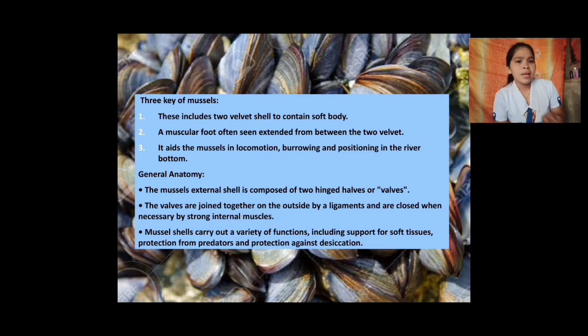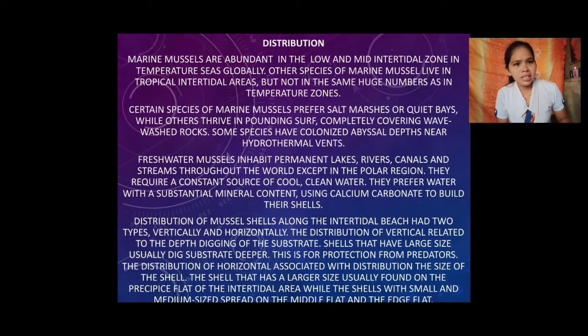iyang shell. Muscle shells carry out a variety of functions, including support for soft tissues, protection from predators, and protection against desiccations. Ang shell na sila'y laing-laing gibuhaton like naay mo support sa ilang soft tissues, protection from predators para dili sila makaon, and protection against desiccation, which mean protection sa ilang pagalaglag kung mutapot sila sa mga bato-bato or kakahoyan.